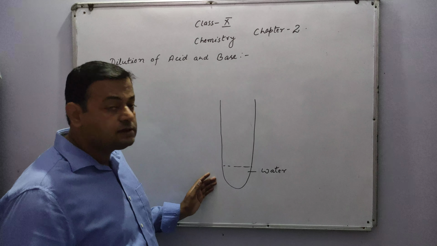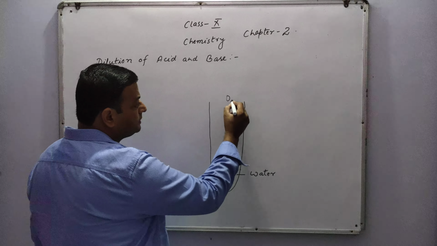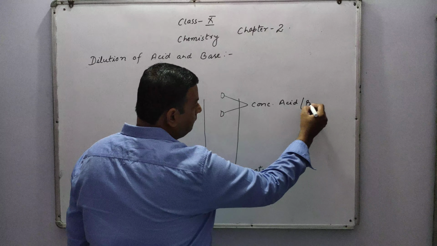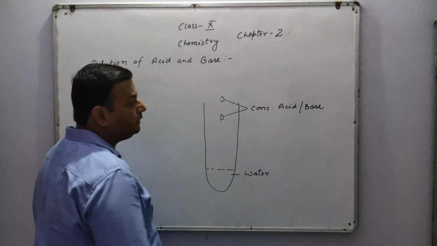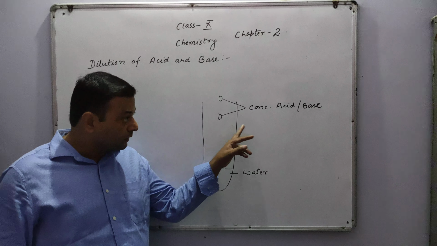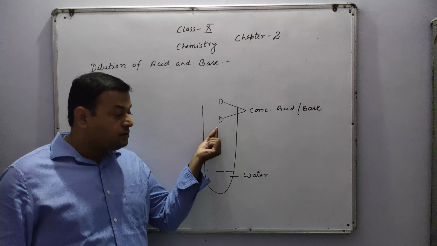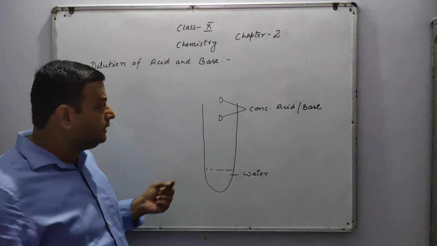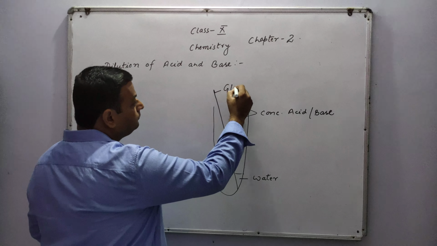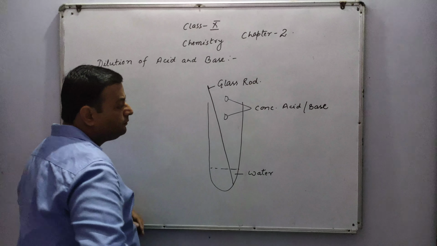So take a test tube, and in this test tube we have taken little bit of water, and we need to add concentrated acid or base, whatever we want to dilute. Now the correct sequence and the correct procedure is, we need to add acid or base which we want to dilute into the water content slowly, means drop by drop, and by continuous stirring with the help of glass rod. We can take a glass rod and we need to stir the content regularly.